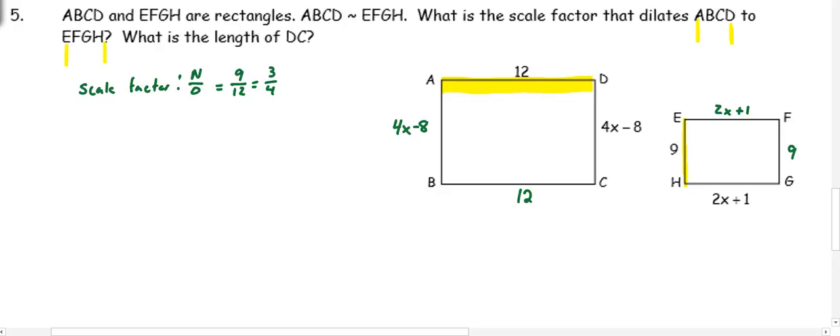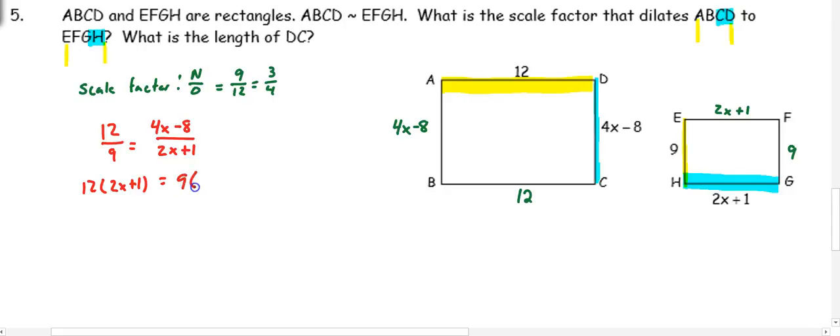So in order to do that, we need to find what x is. So right now we know that we can use 12 over 9 because those sides correspond. And then we're trying to find DE or DC. And DC is the third and last letter, which corresponds with GH. So 2x plus 1. So the other part of our proportion then would be (4x minus 8) over (2x plus 1). So I'm going to cross multiply. I get 12 times (2x plus 1) equals 9 times (4x minus 8).